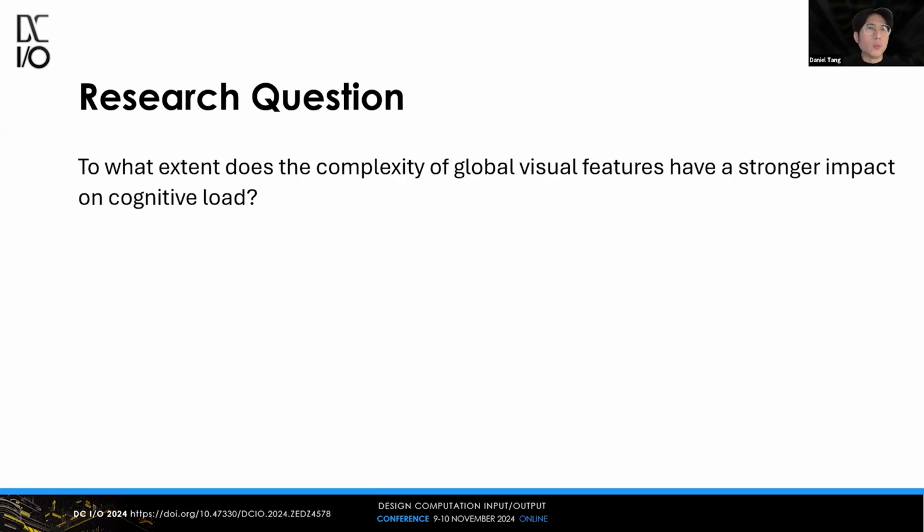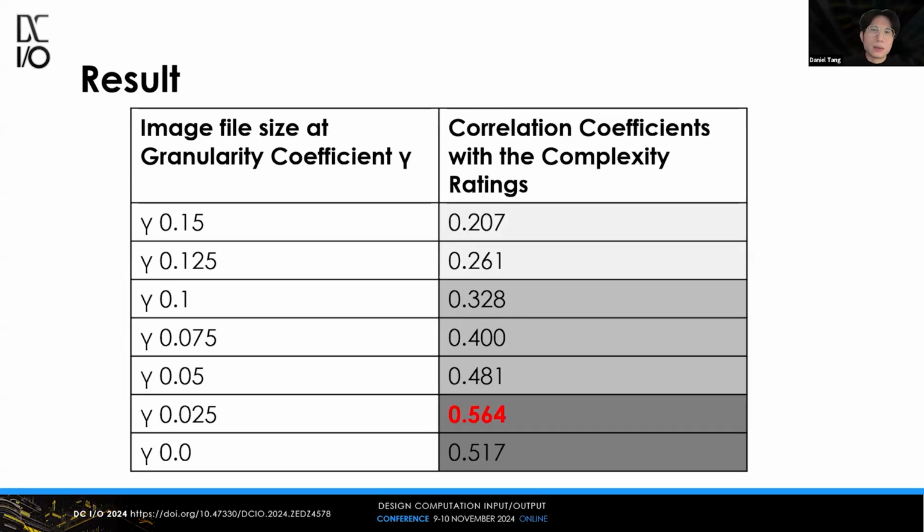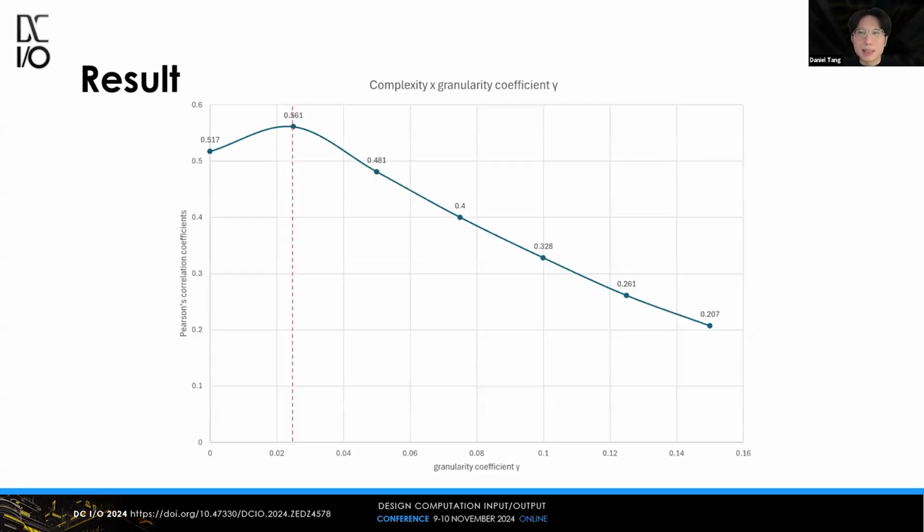Back to the research question: to what extent does the complexity of global visual features have a strong impact on cognitive load? After further analysis, this is a correlation coefficient comparing the complexity weighting from participants with the images at different levels of segmentation. Results show segmentation at 0.025 granularity coefficient correlates best with the time estimation result. And this is the graph representation of the data.